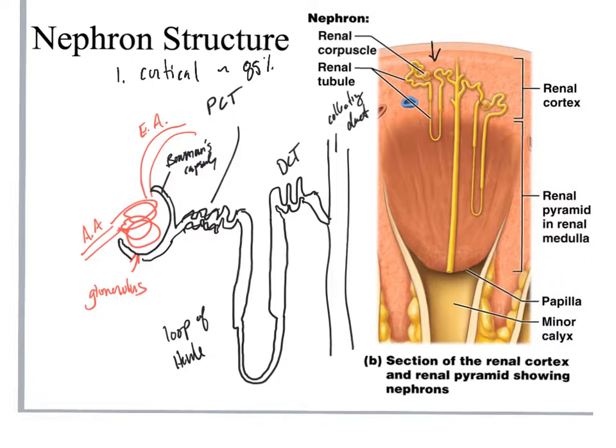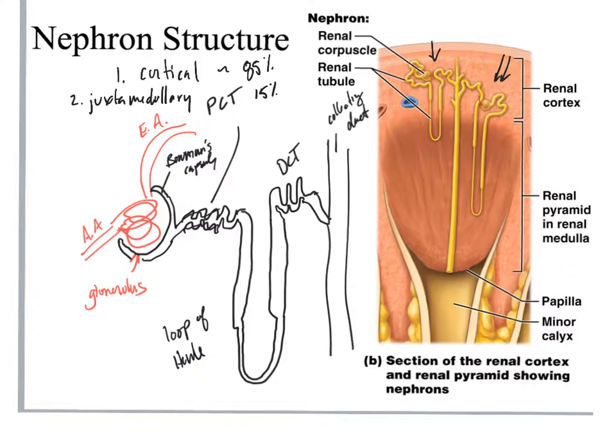The second one, nephron number 2, is juxtamedullary. Juxta means next to the medulla. This one over here is a juxtamedullary nephron. The loop of the juxtamedullary nephron extends deeper into the medulla. Okay? It has a longer loop and extends down. And that's about 15% of the nephrons in the kidney.